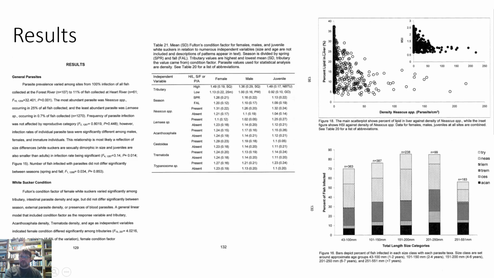So this one is percent lipid in liver versus the density of Necessica. This is HSI, or hepatosomatic index, and density of Necessica. So it's the same x-axis, just switching the y-axis, and you can see the results. Okay, I'm not expecting you guys to get all crazy, but I'm trying to explain these figures to you. If you read here, it will tell you what is going on within this figure.